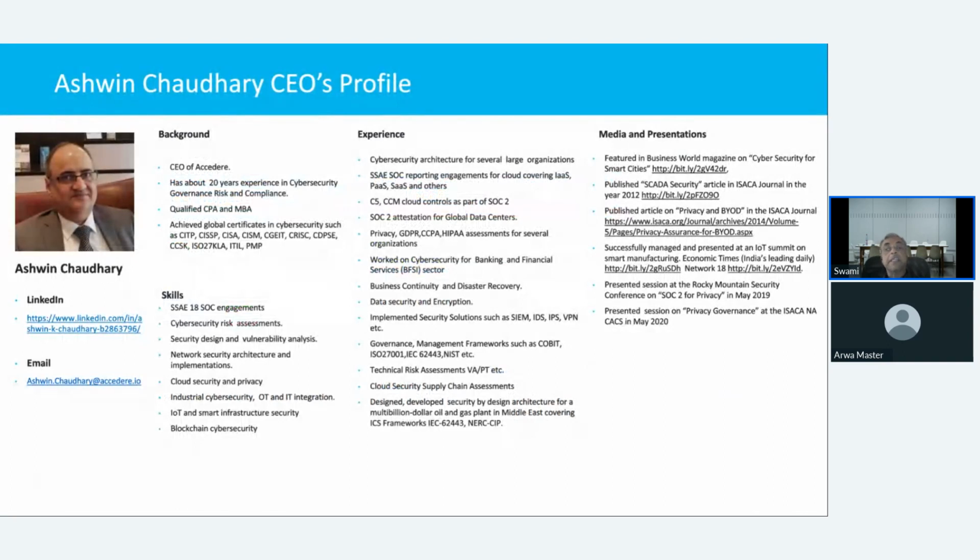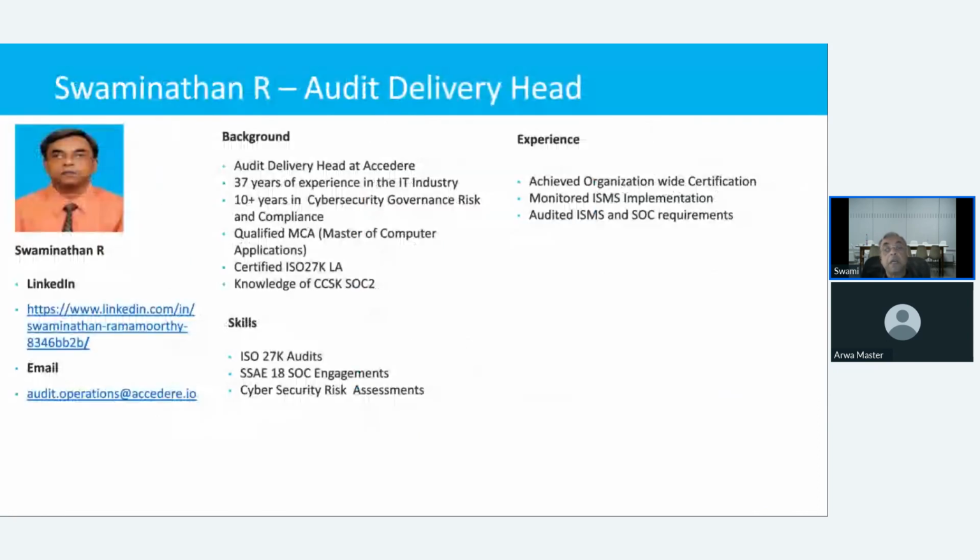This is our CEO, Mr. Ashwin Chaudhary. He has around 20 years of experience in cybersecurity governance, risk and compliance, is a qualified CPA and MBA, has achieved global certifications both in data security and privacy, and has been instrumental in setting up large cybersecurity architecture for several large organizations. He has handled SOC 2 and SOC reporting engagements and cloud assessments covering IAS and others. He is also giving a lot of sessions on ISACA and has provided a lot of materials. You can refer to them on his LinkedIn page. He can be reached through ashwin.chaudhary@asdeer.io.